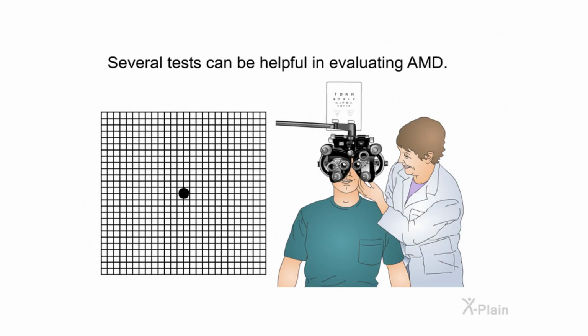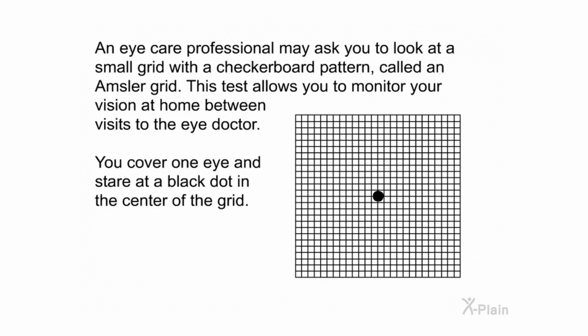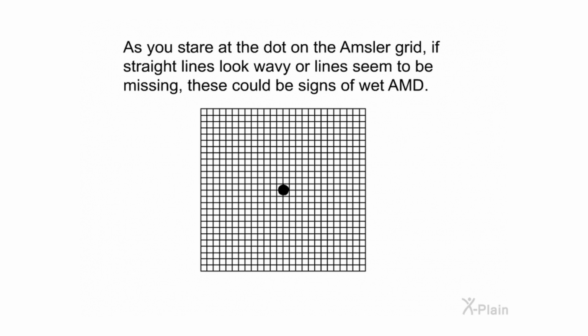Several tests can be helpful in evaluating AMD. An eye care professional may ask you to look at a small grid with a checkerboard pattern called a Macular grid. This test allows you to monitor your vision at home between visits to the eye doctor. You cover one eye and stare at a black dot in the center of the grid. As you stare at the dot on the Macular grid, if straight lines look wavy or lines seem to be missing, these could be signs of wet AMD.